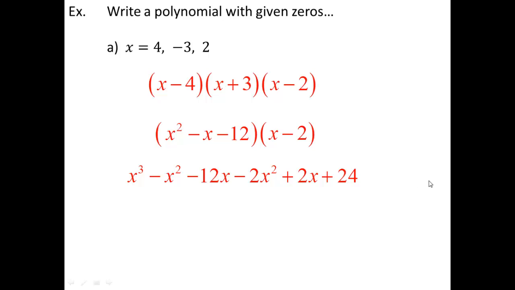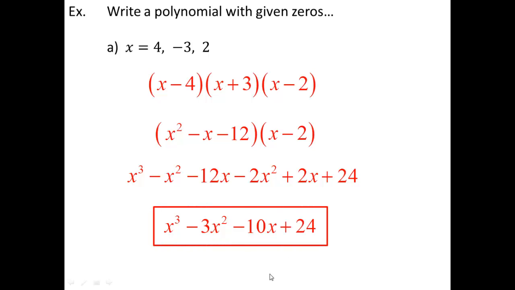So now combine like terms and I'm done. X squared and -x squared and -2x squared gives me -3x squared. -12x and +2x gives me -10x. Bring down the 24. Voila. So this polynomial, if I were to set it equal to 0 and solve, would produce these solutions.